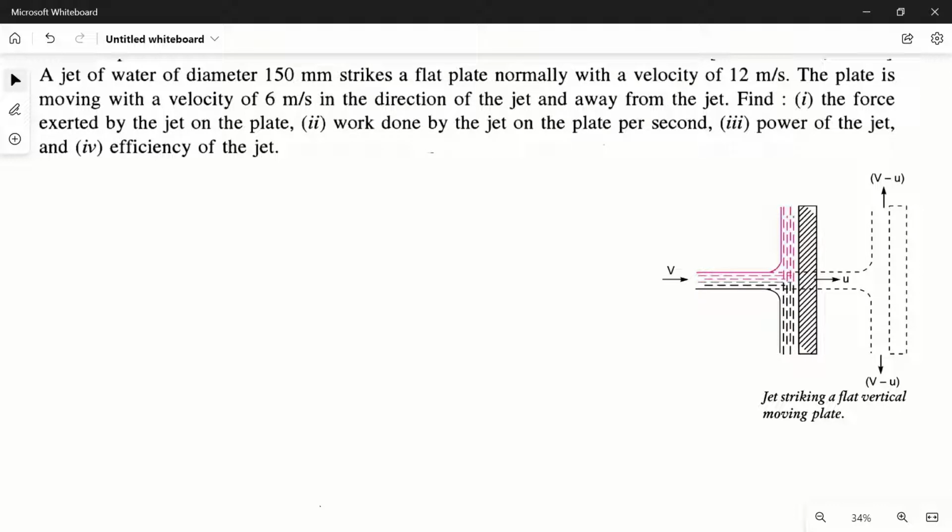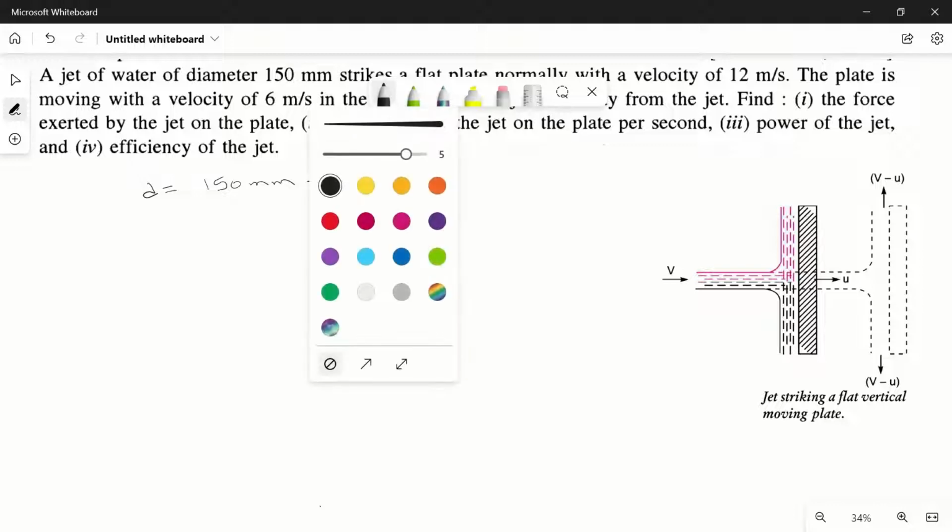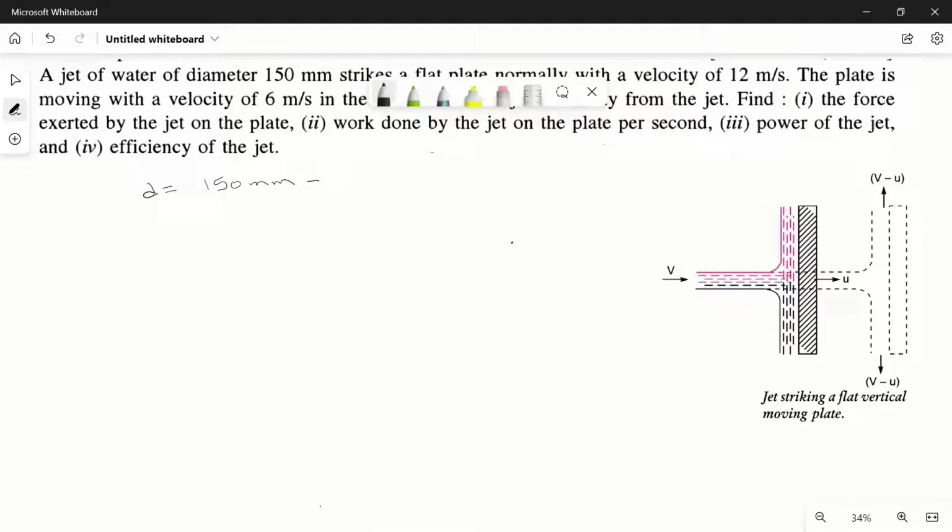A jet of water of diameter 150 mm. So let's note down the parameters. d is given as 150 mm. Now it strikes a flat plate normally with a velocity of 12 meter per second. So this angle is 90 degree. It is striking normally, and the velocity v of the jet is given as 12 meter per second. Now the plate is moving with a velocity of 6 meter per second. So this u, or velocity of plate, is given as 6 meter per second.